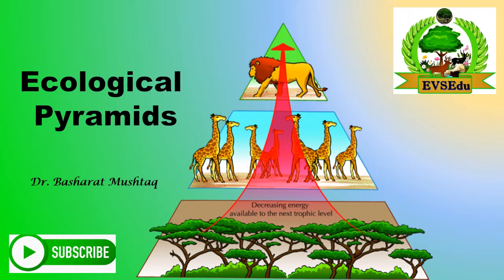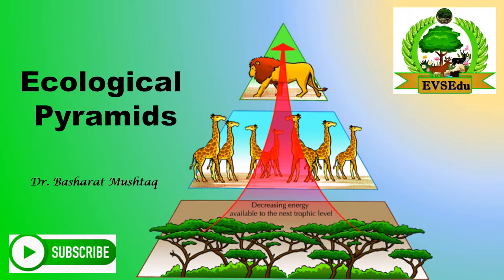Dear friends, the trophic structure and function at successive trophic levels, that is producers, herbivores and carnivores, may be shown graphically by means of ecological pyramids, where the producer level forms the base and successive trophic levels form the apex of the pyramid. As you can see in this picture, the plant community is producers. This forms the base of a pyramid, and the top carnivorous level forms the apex, and it becomes a pyramid triangle. This is called an ecological pyramid.